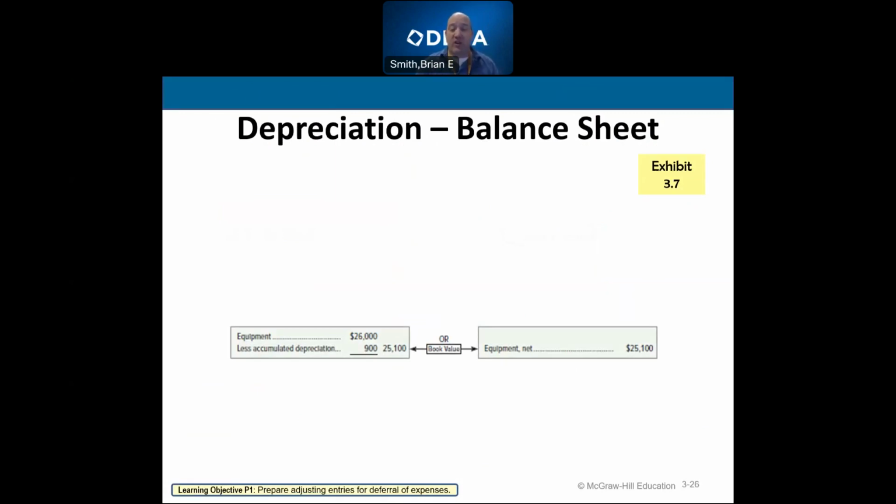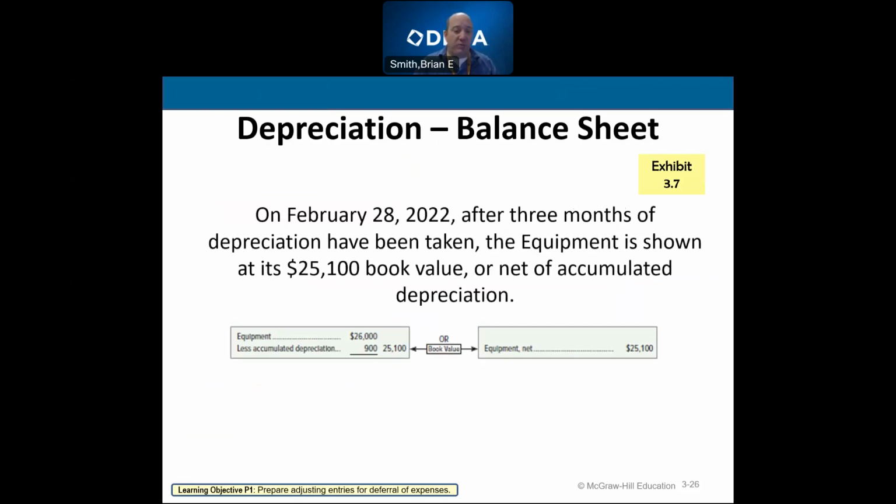In this case, we calculated $300 as our monthly amount. So we see that this is about 3 months worth, so it's probably a quarter. And it's going to show the less accumulated depreciation, and it's going to show you what the book value is. The book value is at $25,100. That's all you need to really worry about here. Nothing big, nothing to worry about.